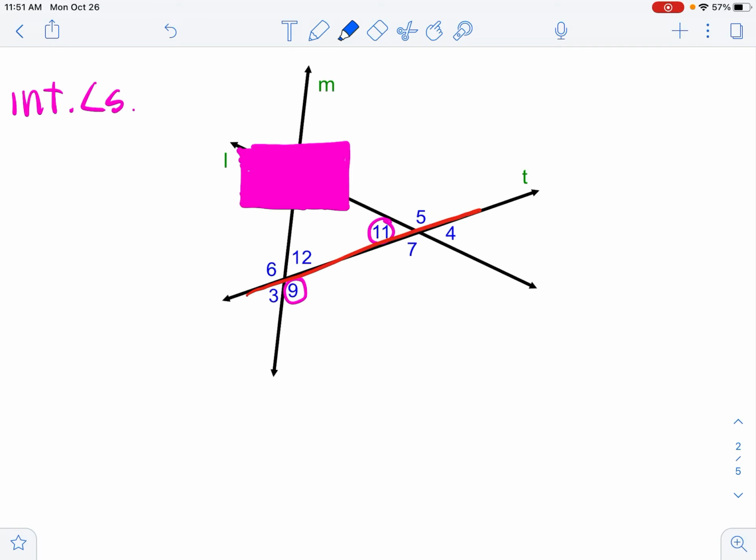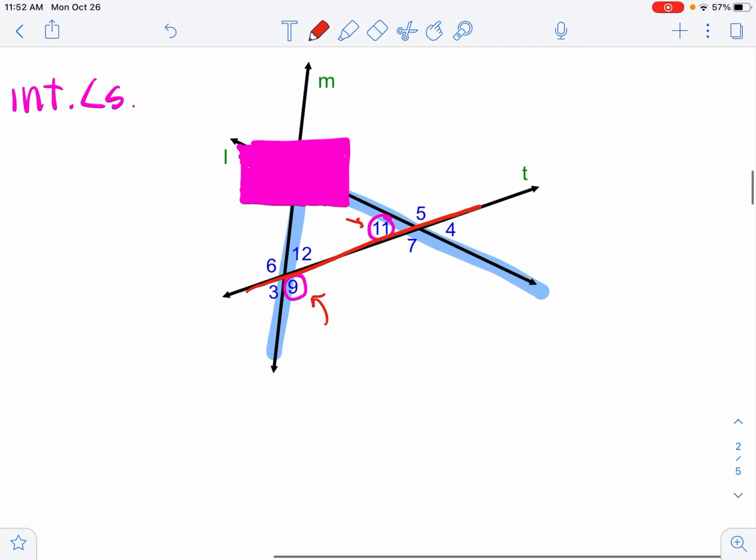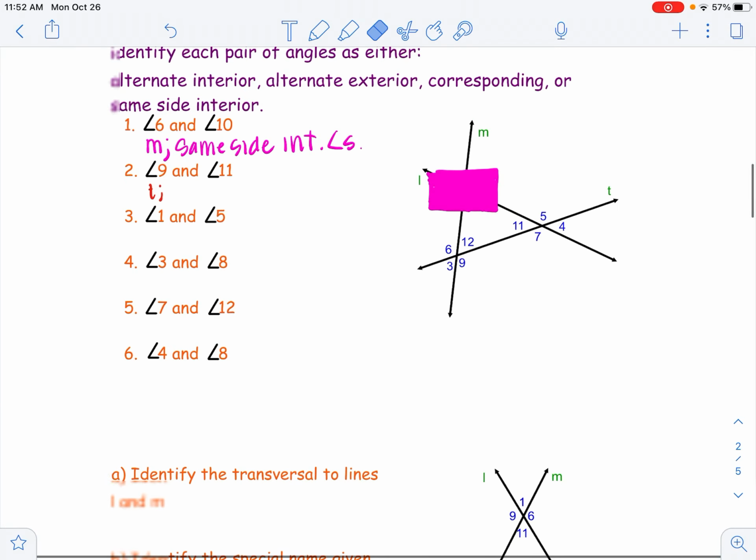That means my double lines, I will highlight here in blue. Those are my double lines. Okay? So if you look at how angle 9 and angle 11 are, they're both in between or inside my double lines, so they're interior. But this time, notice they're on alternate sides of the transversal. So these are alternate interior angles.